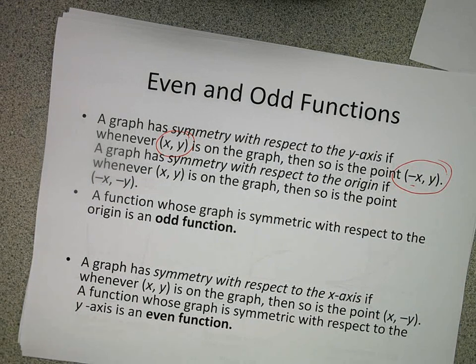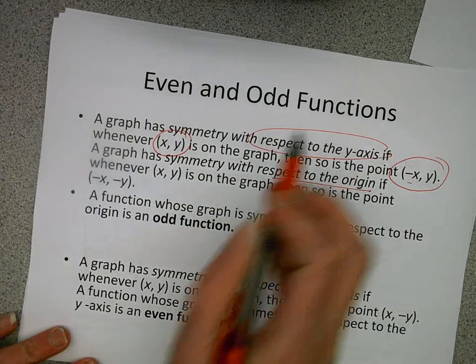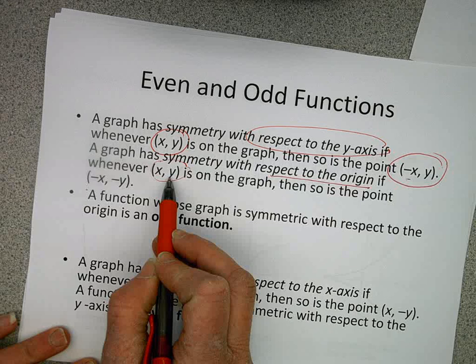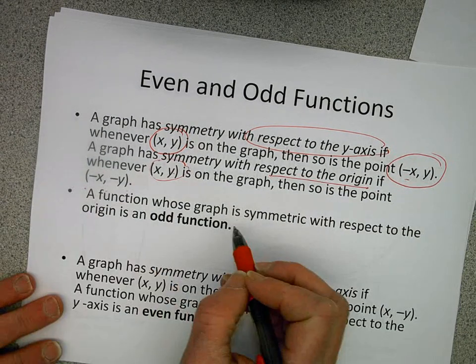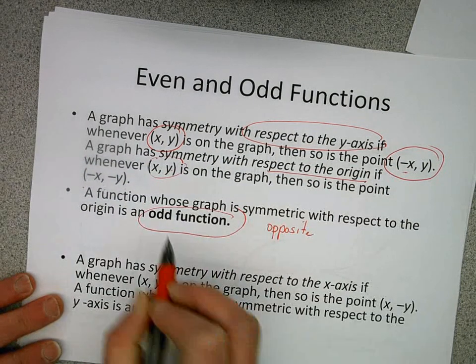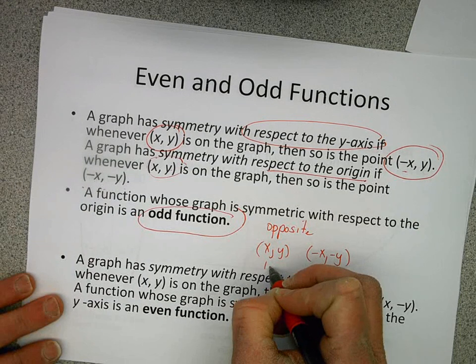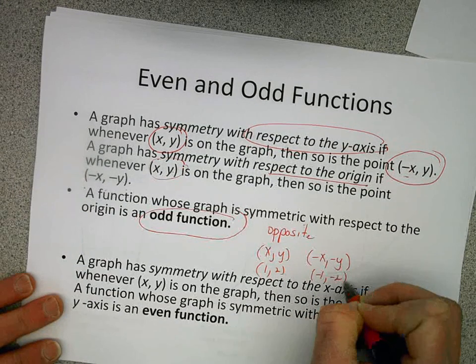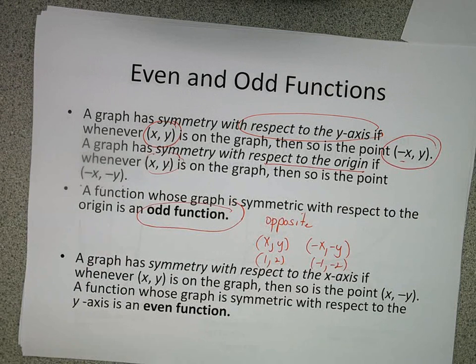The graph has symmetry with respect to the origin. If x comma y is on the graph, so is the point negative x, negative y. That's a different one. That's with respect to the origin. This one's with respect to the y-axis. So two different ones. So if I plug in that, it becomes the opposite sign. A function whose graph is symmetric with respect to the origin is called an odd function. And I think of the word opposite when I think of odd. So I started with x comma y, and I got the exact opposite. So maybe I started with 1, 2, and I got negative 1, negative 2. So when the x turned the opposite, the y turned the opposite. That's an odd function. Just think of opposite and odd.